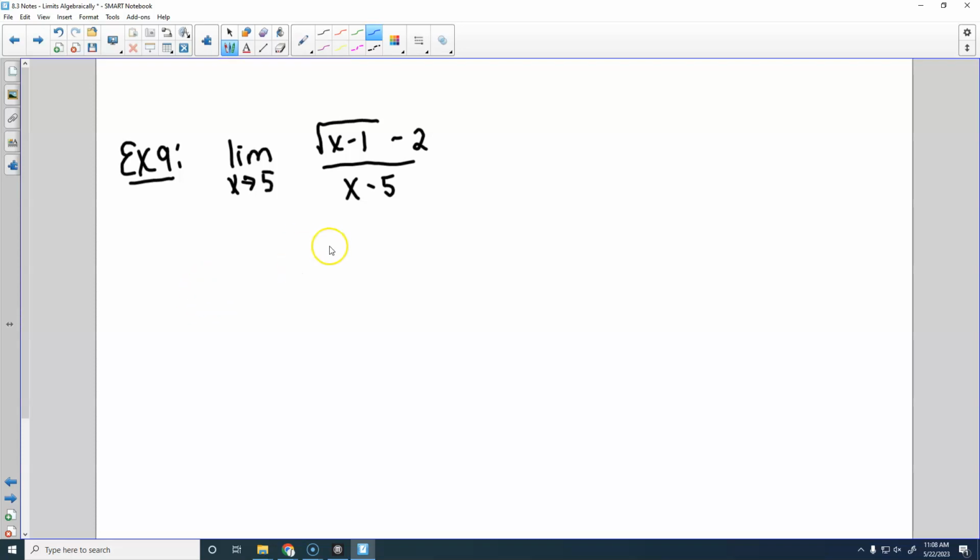We got the limit as x approaches 5 of the square root of x minus 1, minus 2, over x minus 5. If you plug in 5, you get square root of 4, which is 2, minus 2 gives you a 0 in the top. 5 minus 5 will give you 0 in the bottom. So 0 over 0, for this we're going to have to try to rationalize. What is the conjugate of square root of x minus 1 minus 2?